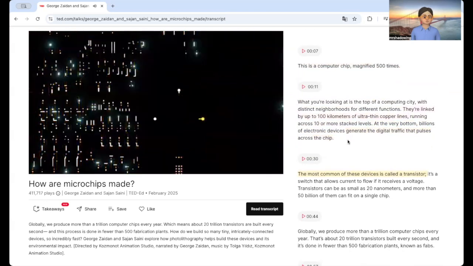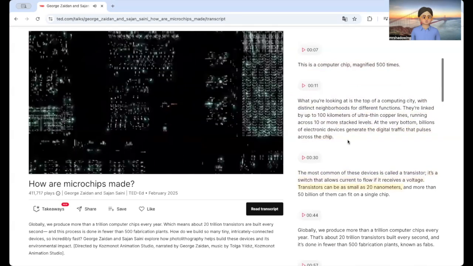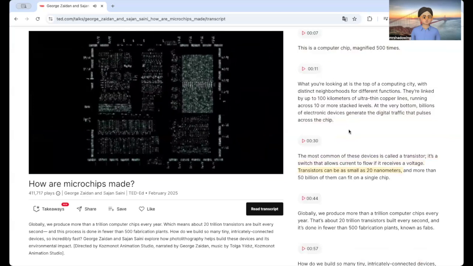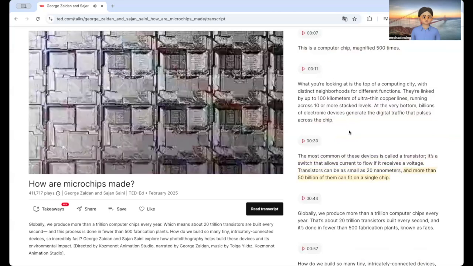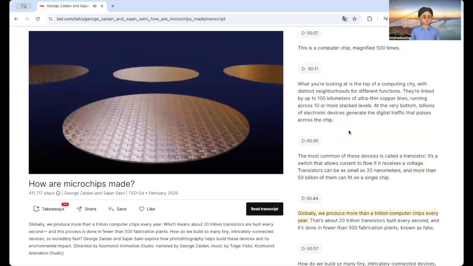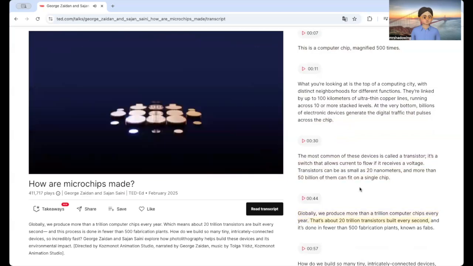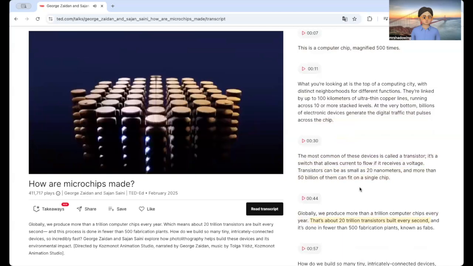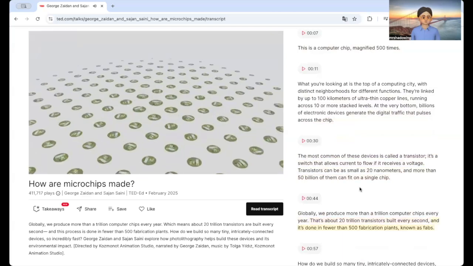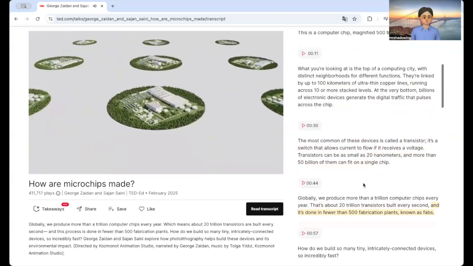The most common of these devices is called a transistor. It's a switch that allows current to flow if it receives voltage. Transistors can be as small as 20 nanometers, and more than 50 billion of them can fit on a single chip. Globally, we produce more than a trillion computing chips every year. That's about 20 trillion transistors built every second. It's done in fewer than 500 fabrication plants, known as fabs.